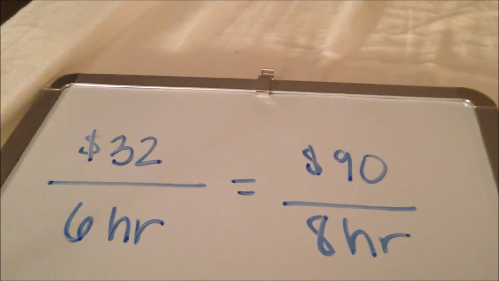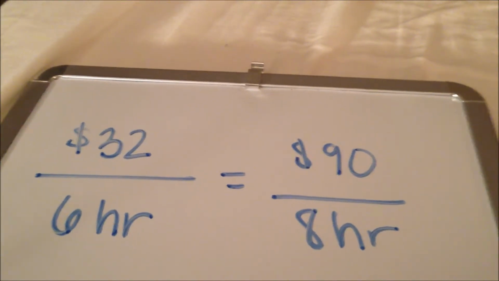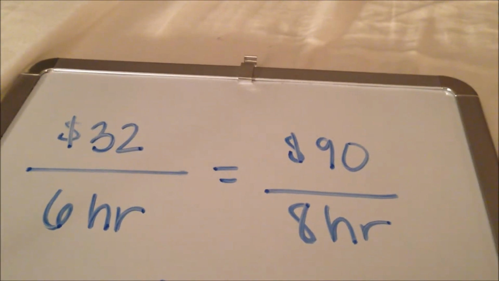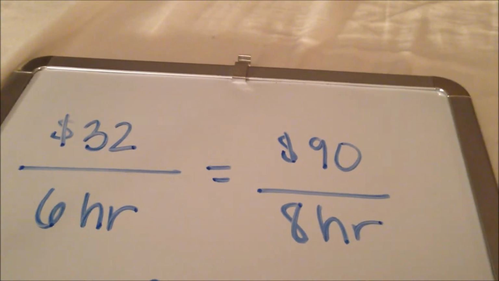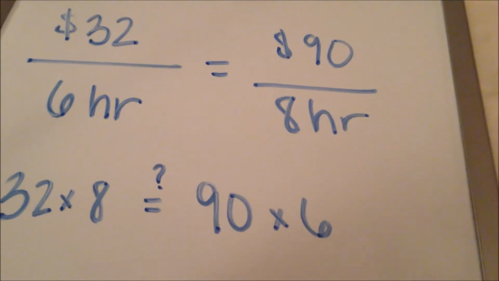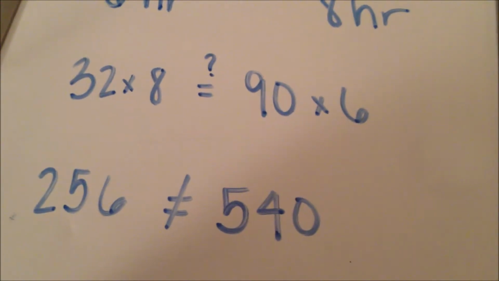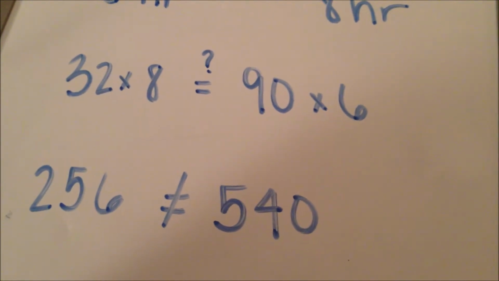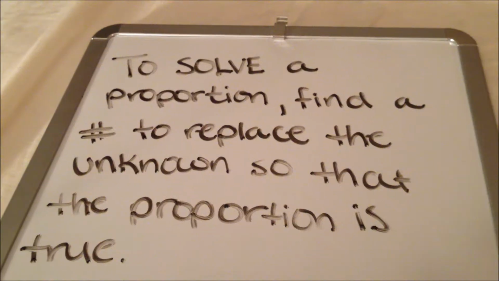If you make $32 in 6 hours, does that mean you make $90 in 8 hours? Let's determine whether or not that's true. Let's cross multiply. 32 times 8 equals 90 times 6. When we multiply, we end up with 256 and 540. They are not equal to each other, so it is not true. It's not a true proportion.